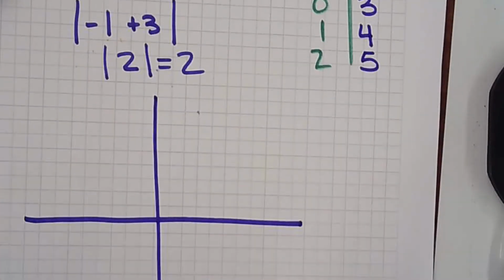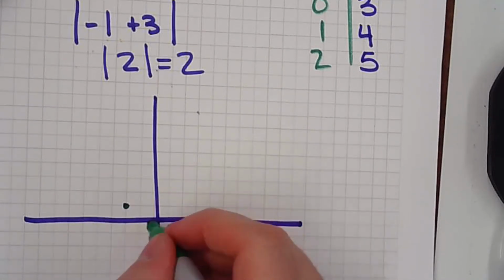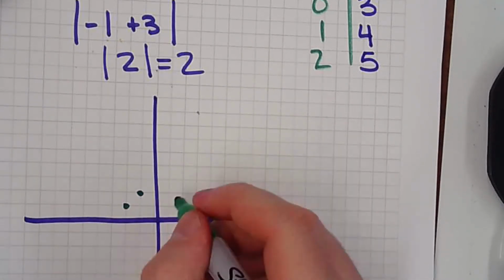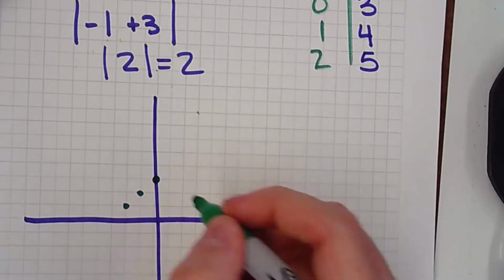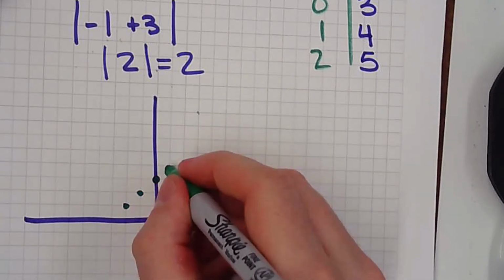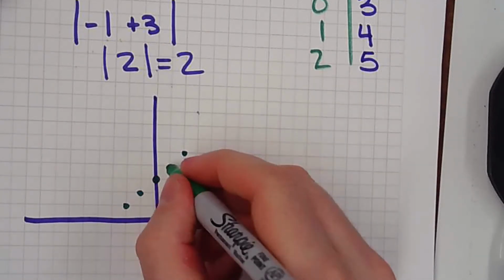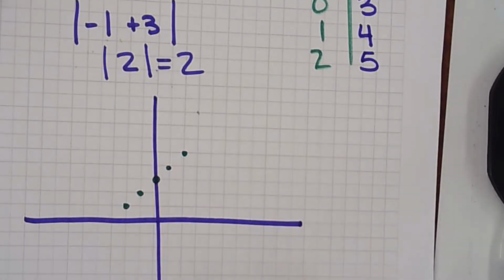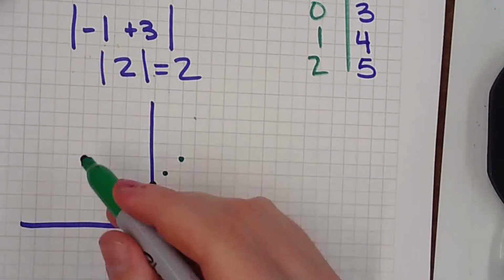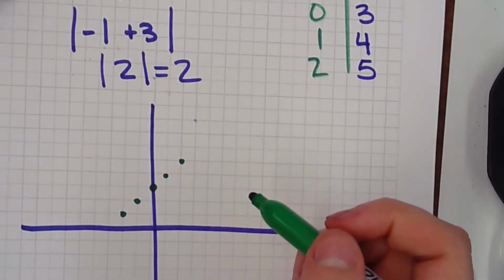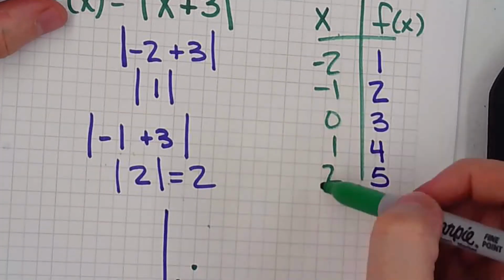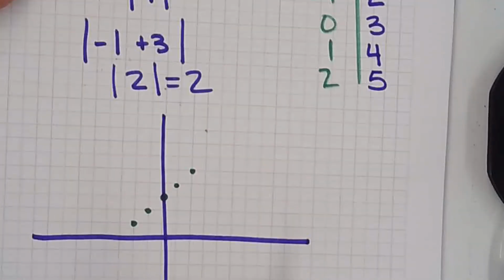Negative 1 comma 2 would go here. 0, 3 would go here. 1, 4, and 2, 5 would go here. And you'd think, oh man, we've got a straight line. Well, it turns out that this should be a V. The problem is that we didn't use enough points to figure out the whole V. We've just got the right half of the V. So we need to do some other points.